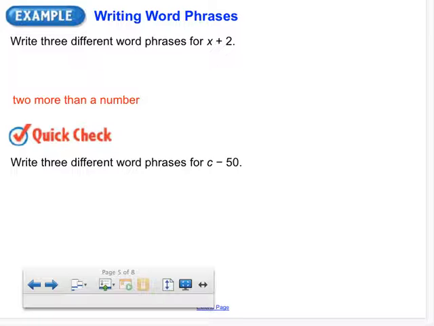Rayhan. 2 plus 3. What? No, 2 plus x. No, 2 plus a number. 2 plus a number. I think that works. Or a number plus 2. Okay. Who's got another one?